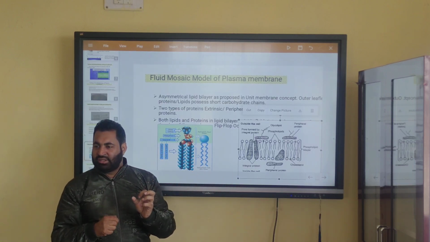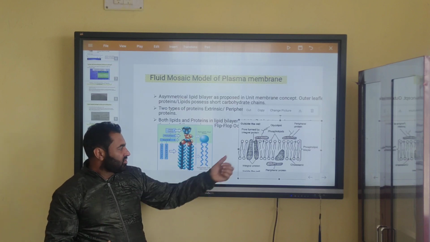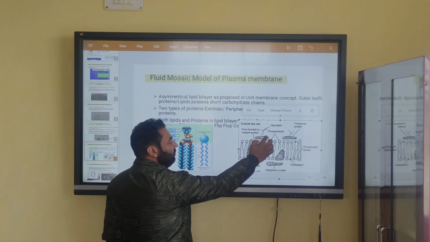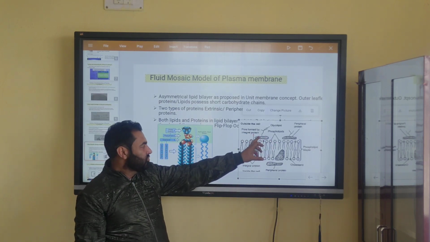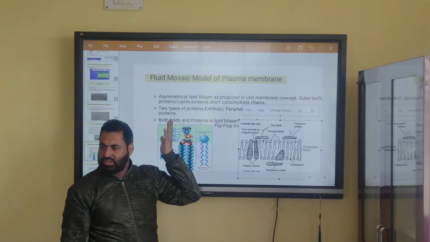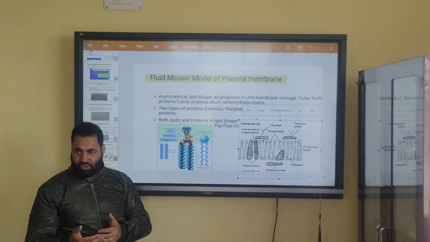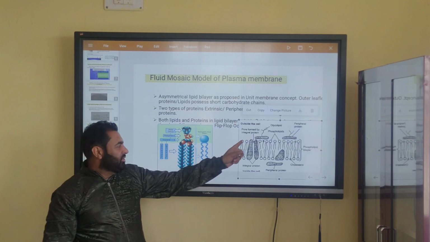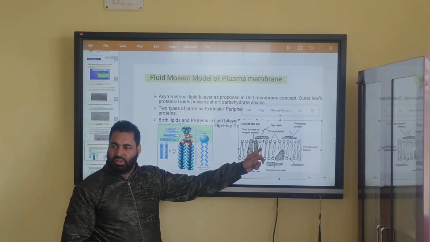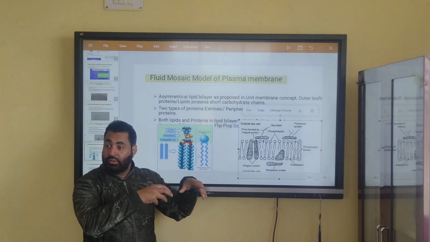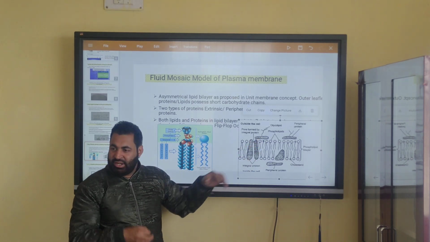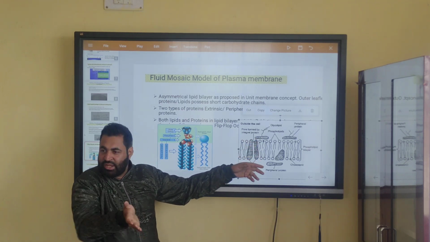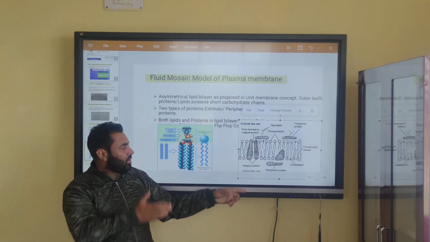If you increase the salt concentration, what will happen? Suppose we are giving sodium chloride. That salt will give charge, so this protein will be dislodged. Similarly, if you increase or decrease the pH, what will happen? A pH change will change the charge of this protein. It will protonate the protein. Once the protein is protonated, its charge will be changed, so maybe it will now show repulsion with the phosphate groups and it will be dislodged.